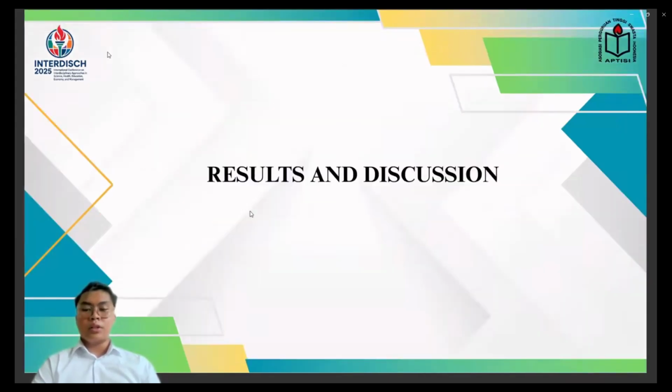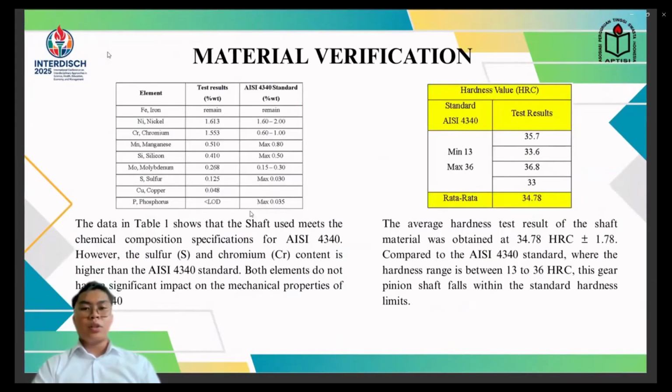Okay, next, results and discussion. In the material verification, the chemical composition based on this test result meets AISI 4340, and there are no deviations. For the hardness test, the average result obtained is 34.78, which meets the AISI 4340 standard, where the range is 13 until 36.